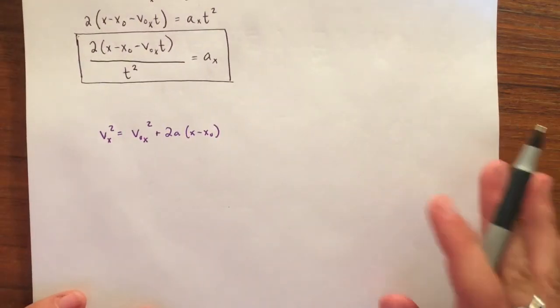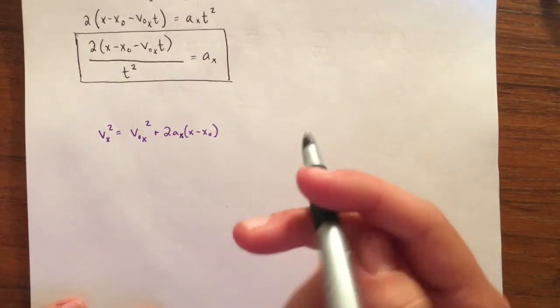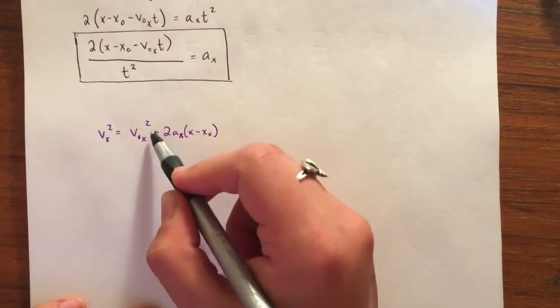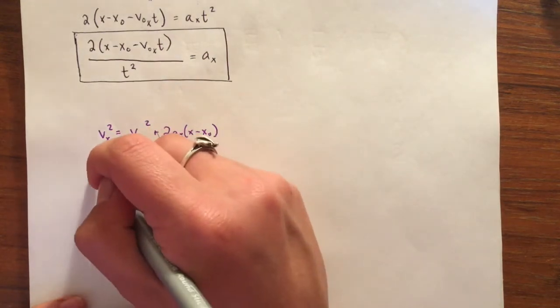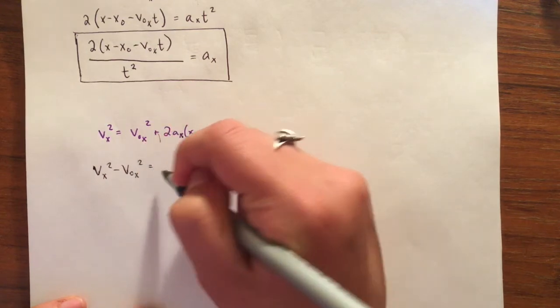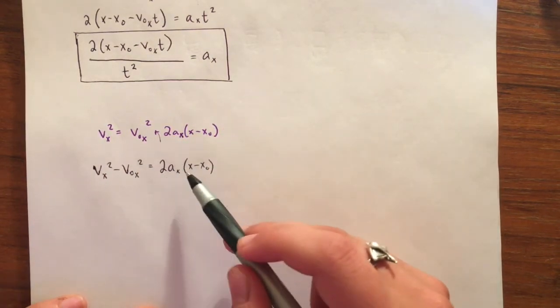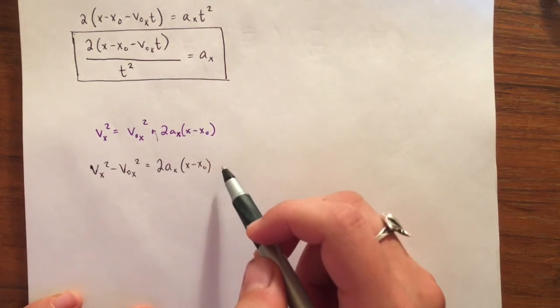I've got my last equation here. I'm going to solve for the acceleration. So first thing is to subtract v naught x squared on both sides. So I gotta get acceleration by itself. So I'm gonna do this all in one step.